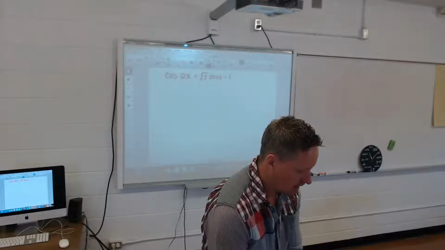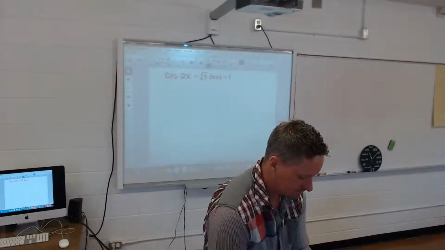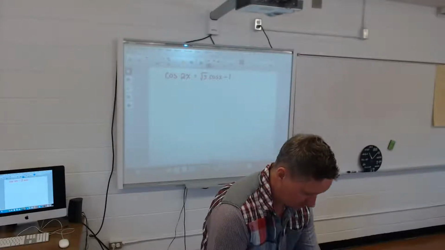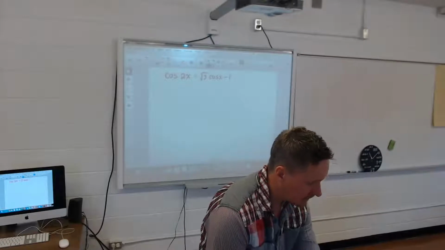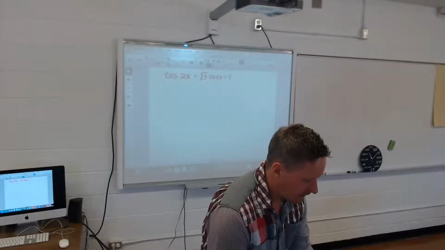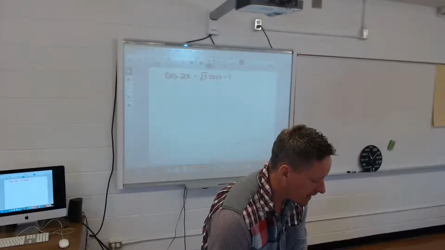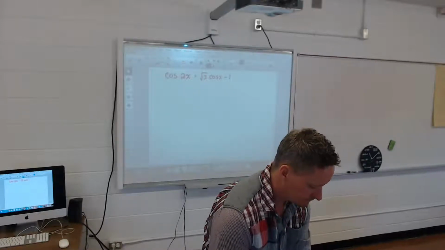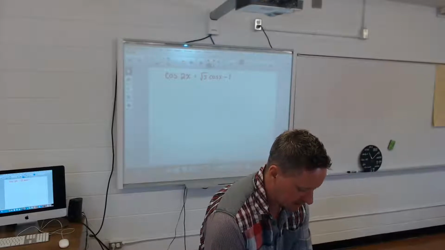So 2 cos squared x subtract 1. That sound right? See, I thought it was like the cos 2a, but it is. It is. It's just I'm using x instead of a. Okay, so you're still doing the same thing.